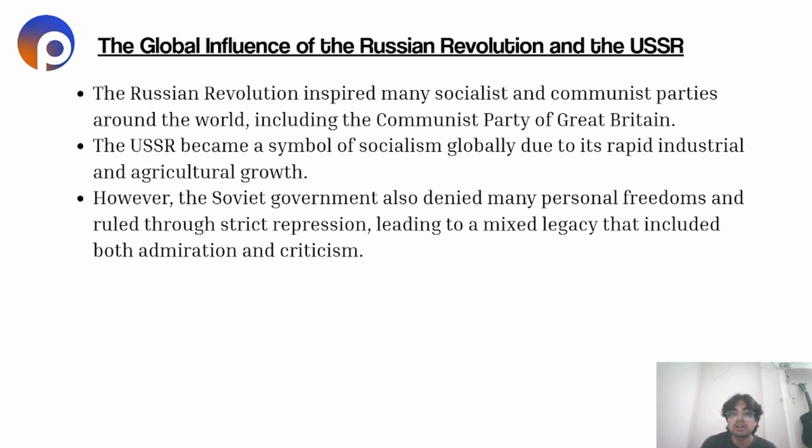However, the Soviet government also denied many personal freedoms and ruled through strict repression, leading to a mixed legacy that included both admiration and criticism. Some people supported it and some people criticized it.